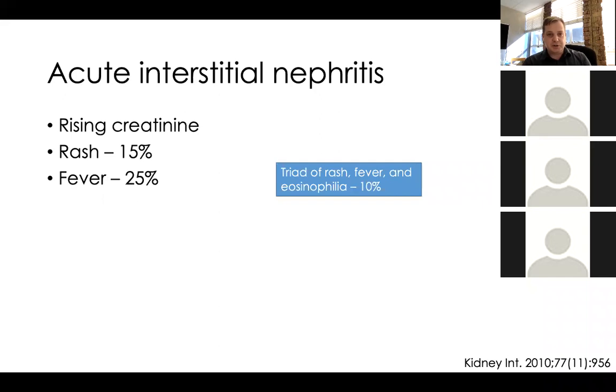And then acute interstitial nephritis is, again, something that people don't consider, in my experience, often with the beta-lactams, but should. The classic triad there is raised creatinine with a rash and fever, but it's pretty uncommon to have that triad. In fact, only 10% of people have that triad in one big study where they looked backwards. So what you'll normally see is just the creatinine rising.